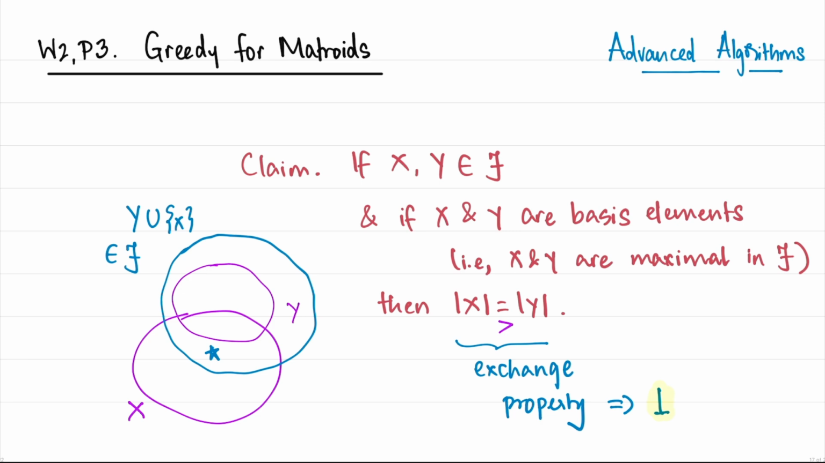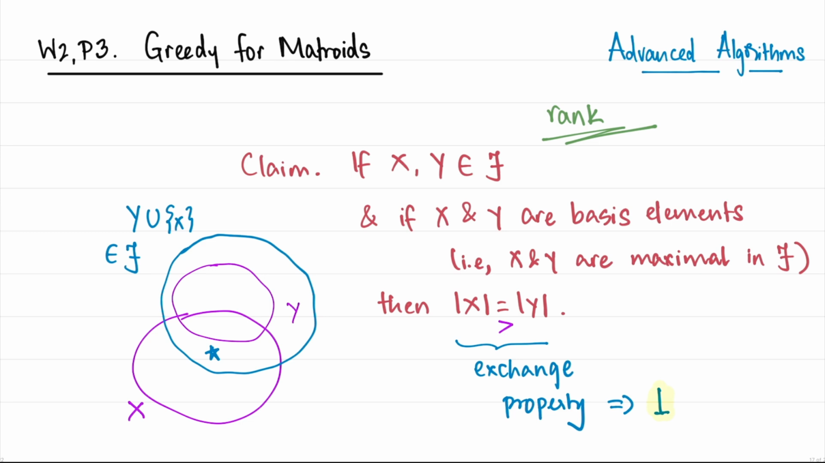Therefore, x and y must have the same size, and in fact, we did not need to explicitly use heredity here. The exchange axiom was enough to see this proof home, right? So all basis elements have the same size, and this common size of all the basis elements is called the rank of the matroid.